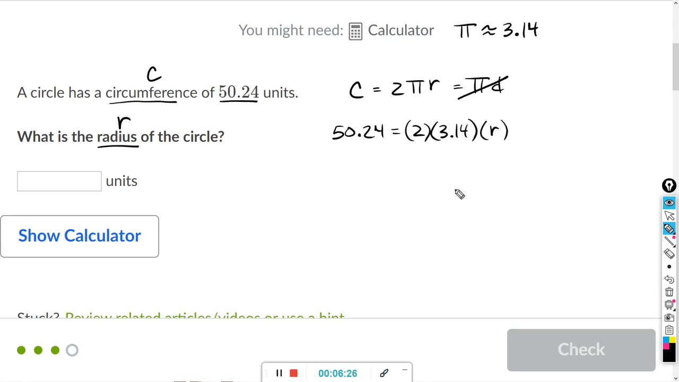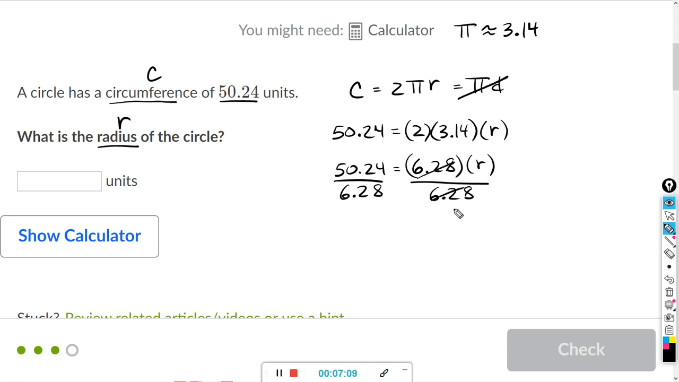So we're looking to find R. I'm going to do a little extra step here. I'm going to rewrite 50.24, and 2 times 3.14 is 6.28, and that's times R. Now we're in business. In order to solve for R, divide both sides by 6.28. Do the same thing to both sides. On the right-hand side, it cancels.